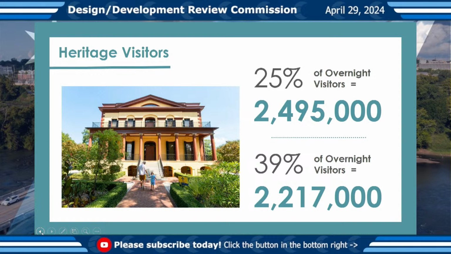25% of our overnight visitors are equal to about almost 2.5 million folks. Is that right? 25% of our total visitors, I think. And then 39% of our overnight visitors equal about 2,217,000.